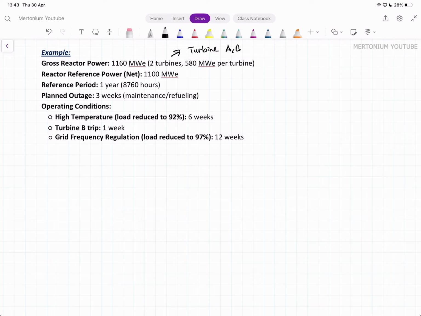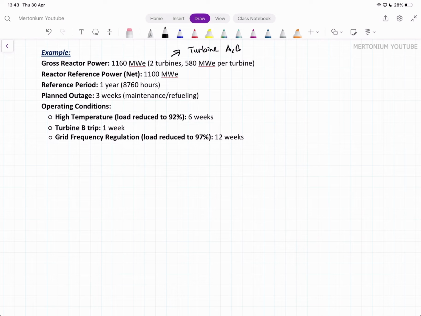We have a net power of 1100 megawatt electric, and the reference period is 1 year, which means all of our calculations will take into account a year of operation. There are plant outages of 3 weeks for maintenance and refueling. And lastly, we have operating conditions, which will have an impact on the load power of the power plant.